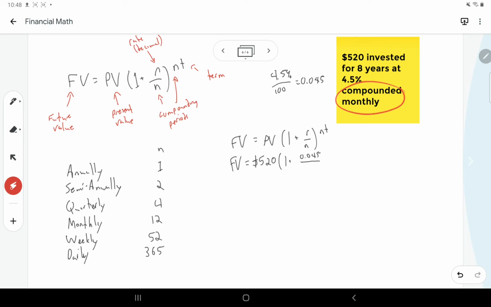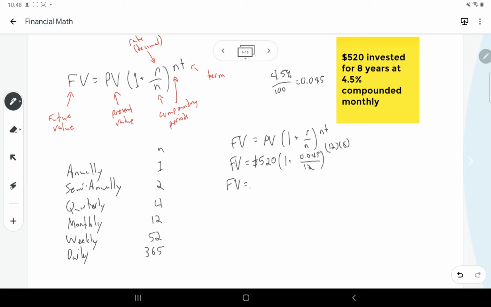It says compounded monthly. So looking at our table here, or even just thinking how many months in a year, we get 12. So divided by 12, to the power of 12, since it was n, times the number of years, 8. Okay? So we take this step by step, because with exponentials we want to make sure that we do everything in the right order. So multiplication and division comes first in our BEDMAS, so we do that first.